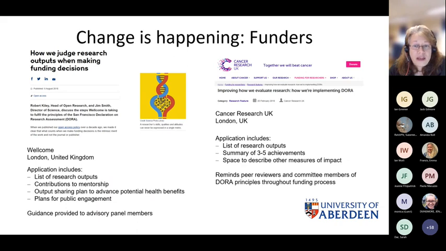Cancer Research UK, they ask for a list of research outputs, summary of achievements, and they give a space that you can describe more about your measure of impact, and other funders are likely to follow suit.